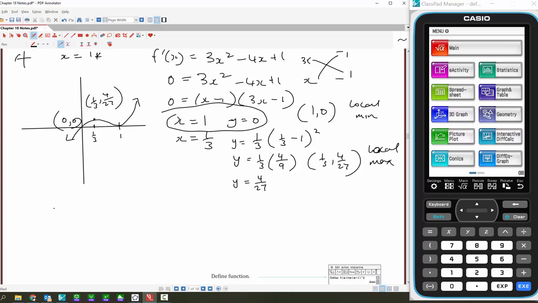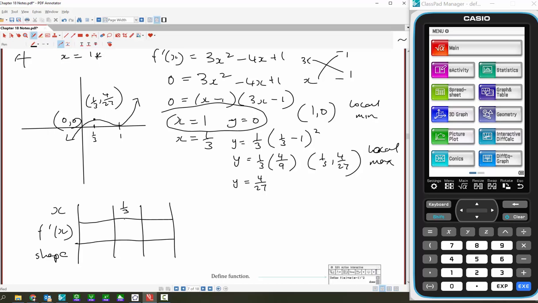What we do is we draw up what we call a gradient table. So we start with x, then we go f dash x, and then we go shape. Now what we're going to do is choose 3 points to present this. Just say I don't know whether it's a maximum or a minimum. So starting with x equals 1/3, I know that f dash 1/3 is going to be 0. That is, the gradient there is 0, and 0 gradients look like that. All I do now is I choose a value to the left of that and a value to the right of that. So the value to the left just seems to make sense that it's 0.